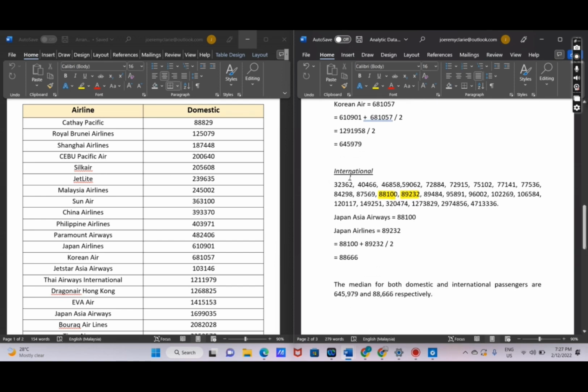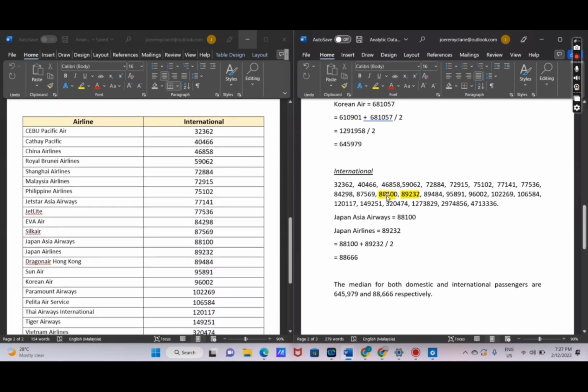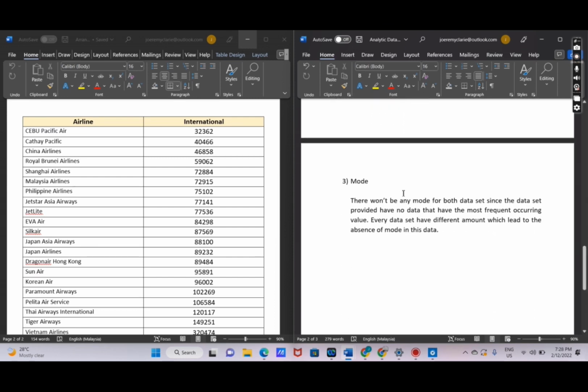And then the second one is international. It's the same way that I did just now. I rearrange that. Then I will take number 12 and number 13, which are Japan Air Asia and Japan Airlines. I will sum both and then divide by 2, and I will get 88,666. So the median for domestic and international passengers are 645,979 and 88,666 respectively.